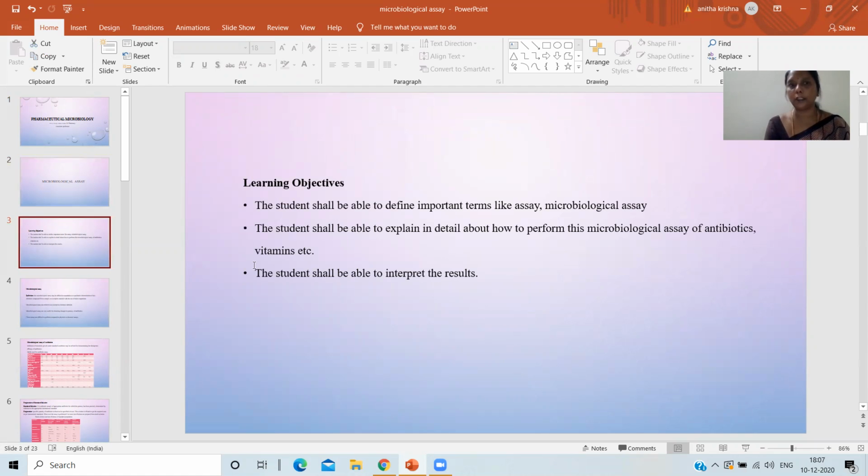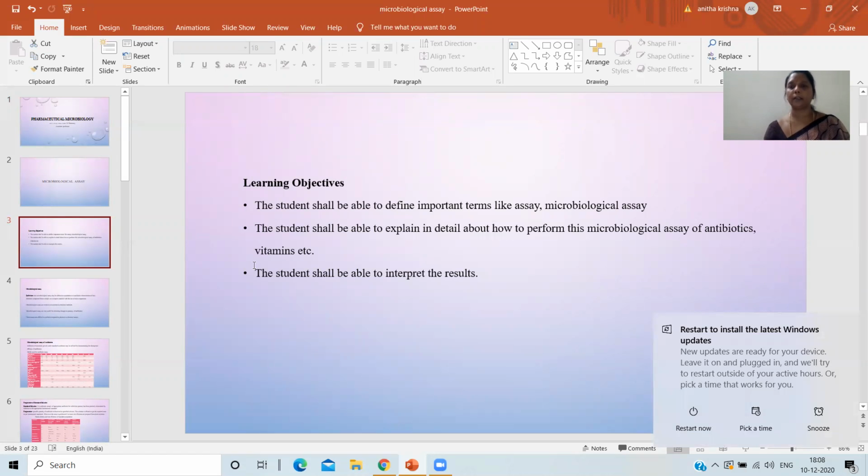Talking about the learning objectives, by the end of this topic, the students shall be in a position to define different terms like assays, microbiological assays, biological assays, and physical and chemical assays. The student shall also be able to explain how to perform these microbiological assays and what their importance is. They shall also be able to interpret the results of these microbiological assays, how you interpret the qualitative and quantitative concentration of a product from a simple or a complex material.